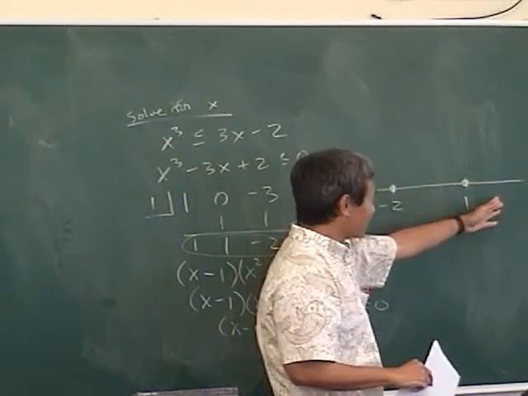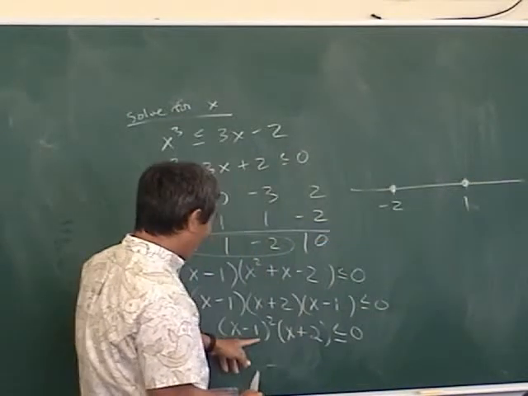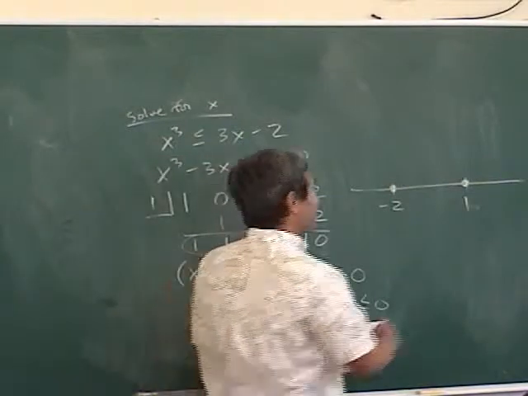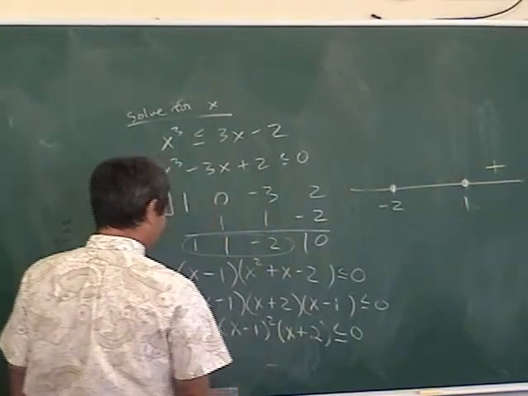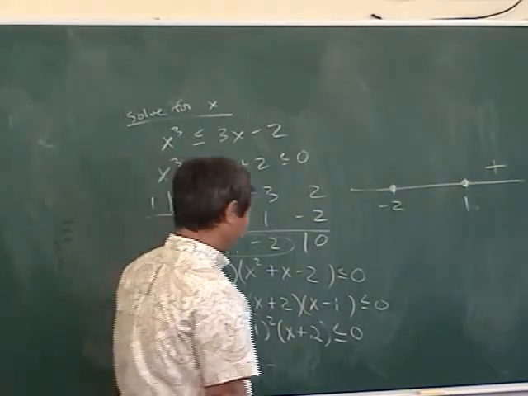The one over here. So if you think of a number bigger than 1, like 2, 2 minus 1 is positive. 2 plus 2 is positive. Positive times positive is positive. This one's always going to be positive unless there's a negative sign, but I don't think I'm gonna give you that.